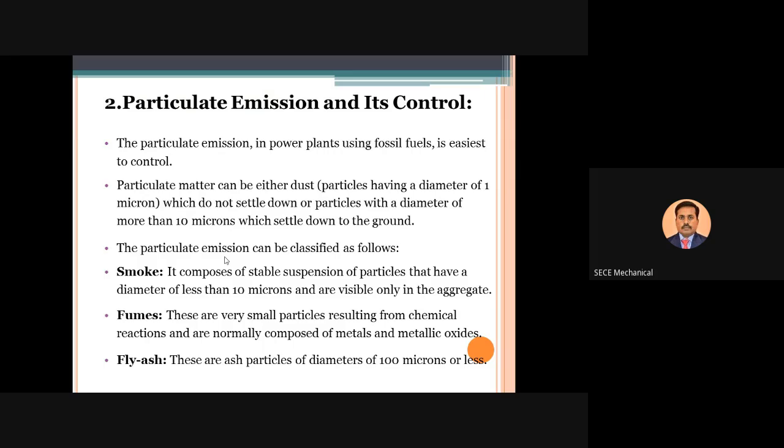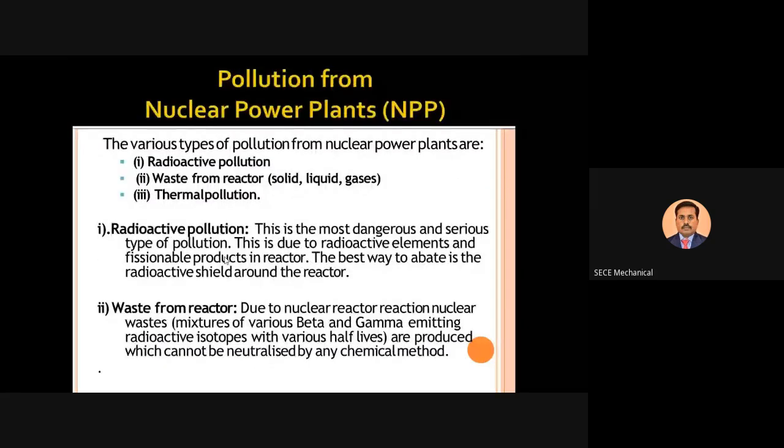Now we'll come to the pollution from the nuclear power plant. Today's agenda is to discuss only the pollution from the nuclear power plant. Right, does anybody know what fuel is used in a nuclear power plant? We already discussed nuclear power plants and the different types of nuclear power plant.